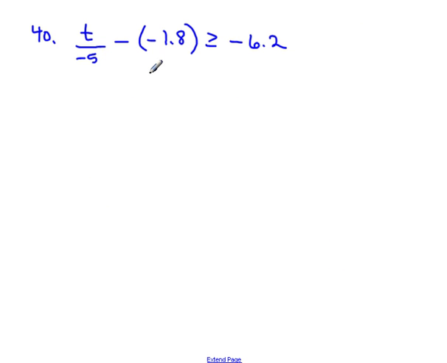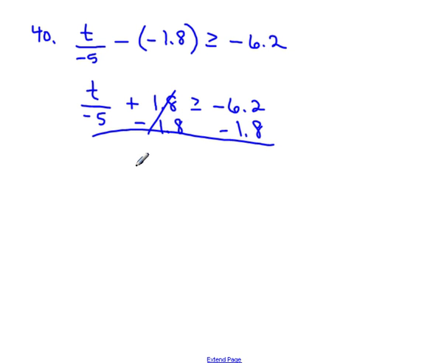Okay, number 40. The first thing I would do with this problem is rewrite the problem getting rid of this minus a minus. So I'm going to get t divided by negative 5 minus a minus is plus 1.8 greater than or equal to negative 6.2. Now I want to subtract 1.8 from both sides. And I get t divided by negative 5 greater than or equal to, when you do this arithmetic, you get negative 8.